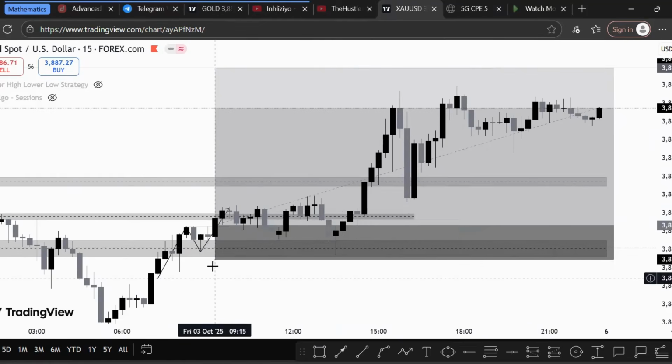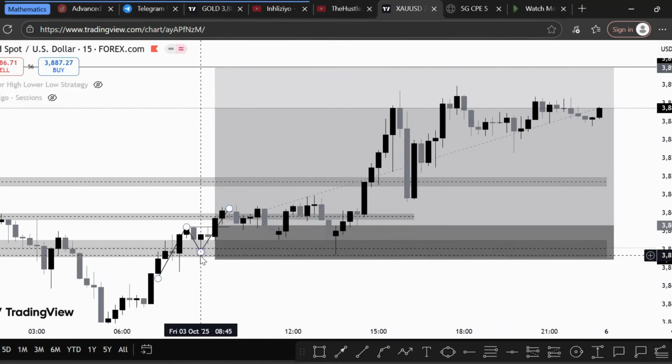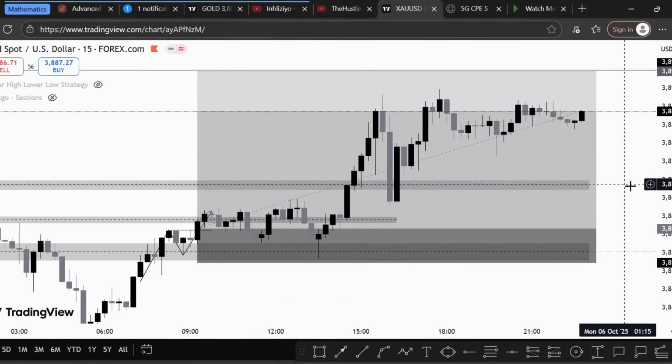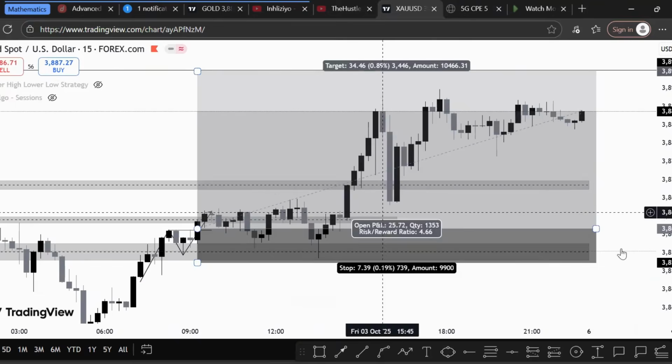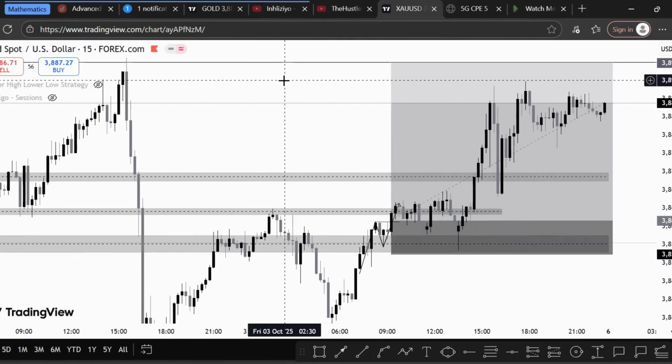So this took us almost 12 hours to get to this point. But overall, we didn't close. We'll see what the market does on Monday. But I've moved my stop loss to break even, so it's not going to be a loss for me. So yeah, pretty much.